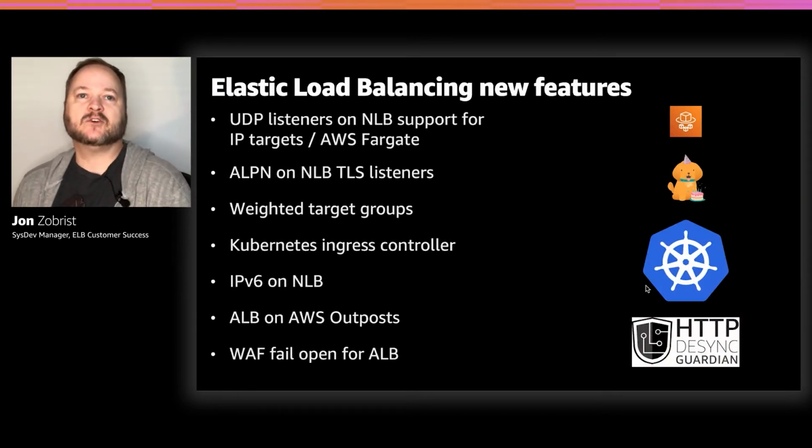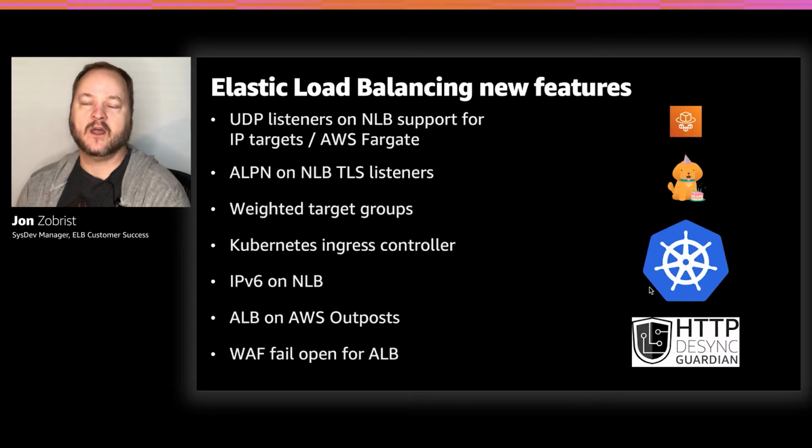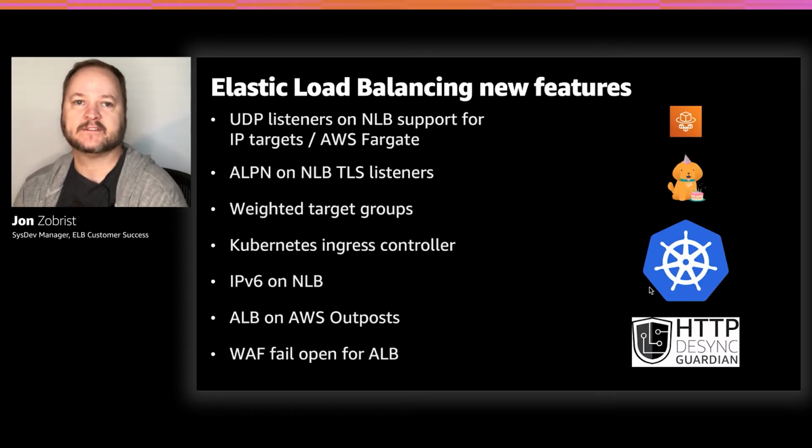So over the last year, we had quite a few interesting launches. UDP support for NLB lets you send UDP traffic to your targets. And we added IP targets, which enables you to use things like AWS Fargate or to route those connections and requests outside of your VPC to your Direct Connect or VPN connected endpoints.